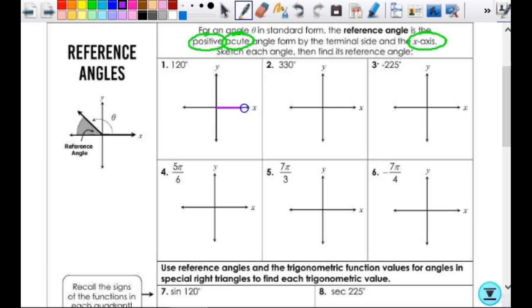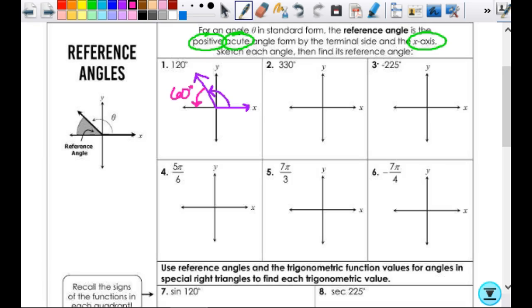Here's my angle. I start here at 0. Then this is 90. So to get to 120, I have to go 30 more, which is about a third of the way. So here's my 120-degree angle. And then my reference angle is the shortest way back to the x-axis, which would be right here. So if my purple angle is 120, my reference angle is 60, because that's how much farther I have to go to get to 180.